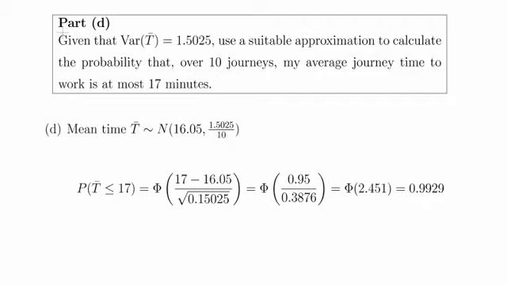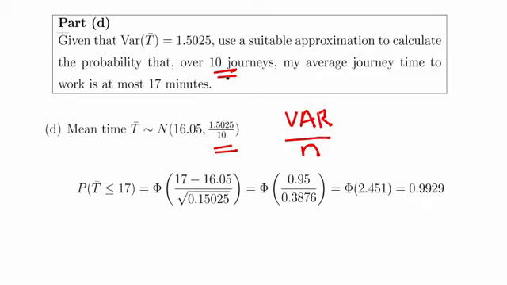So essentially this is a sampling distribution question. This is the variance of an average, okay, given that the variance of the underlying variable is 1.5025. So this is essentially what we have here. This is a sampling error, which is the variance divided by n. Here n is the number of trials or the sample size, okay, the standard error. So the mean time is normally distributed with a mean of 16.05 and a variance of 0.15025.